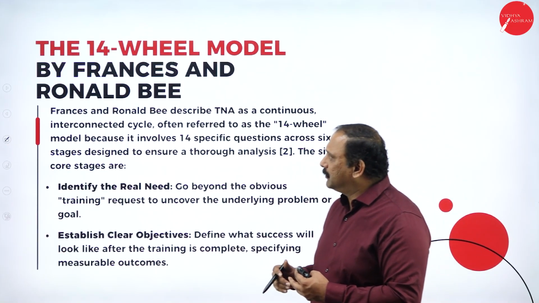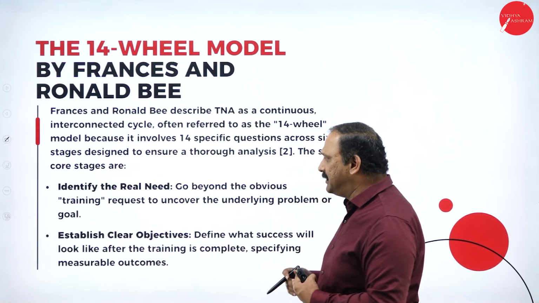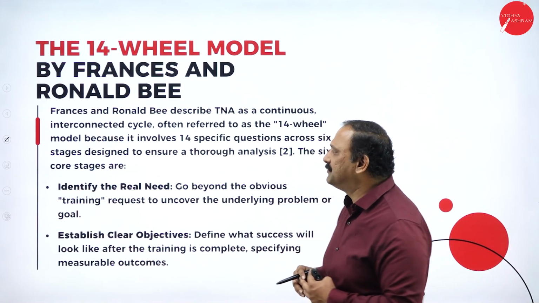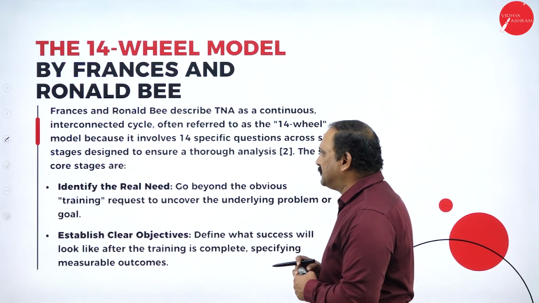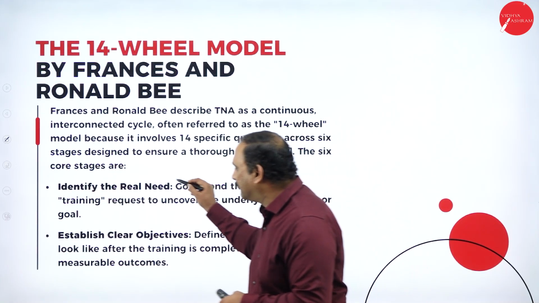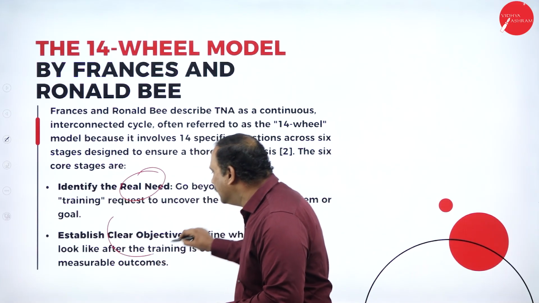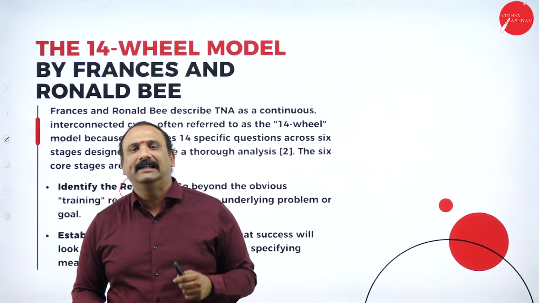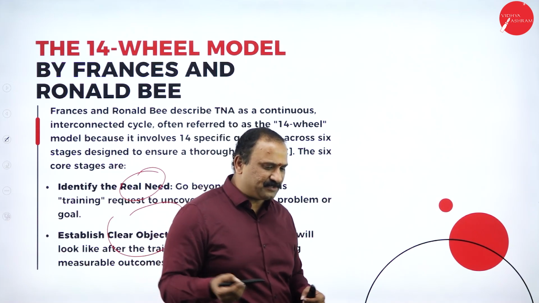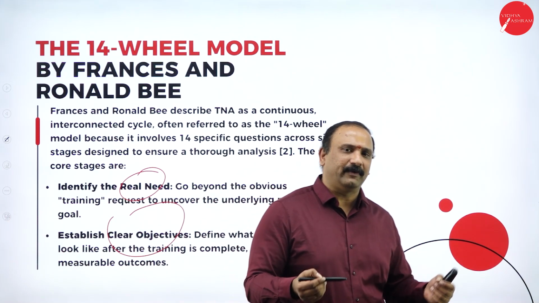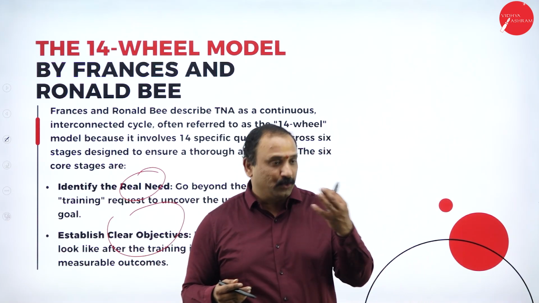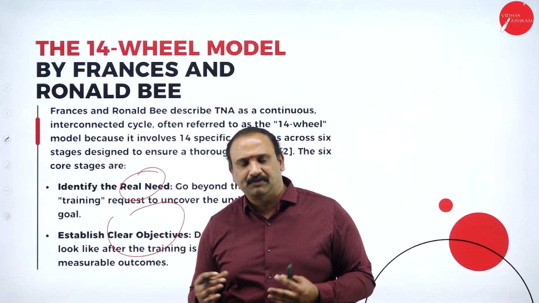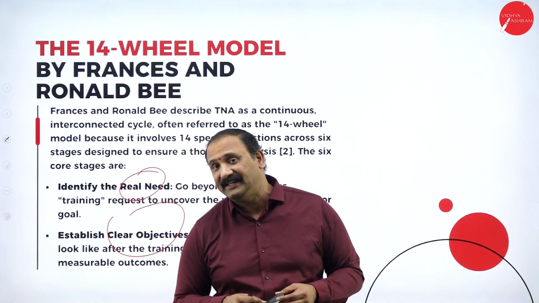Followed by which, the 14-wheel model, as we have been talking about, tries to answer certain specific questions. The one we are talking about is: identify the real need and the clear objectives. Sometimes we do training because we find it a regular exercise. We just believe that, yes, people have to get trained. So let's do some training. Let's show it in the book of accounts. Let's show it in the HR capital saying that, yes, we have also trained our employees. But the reality is not that.